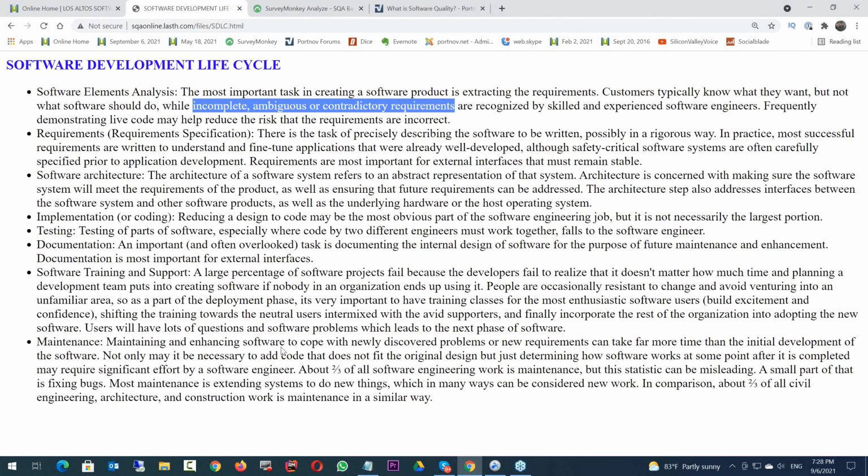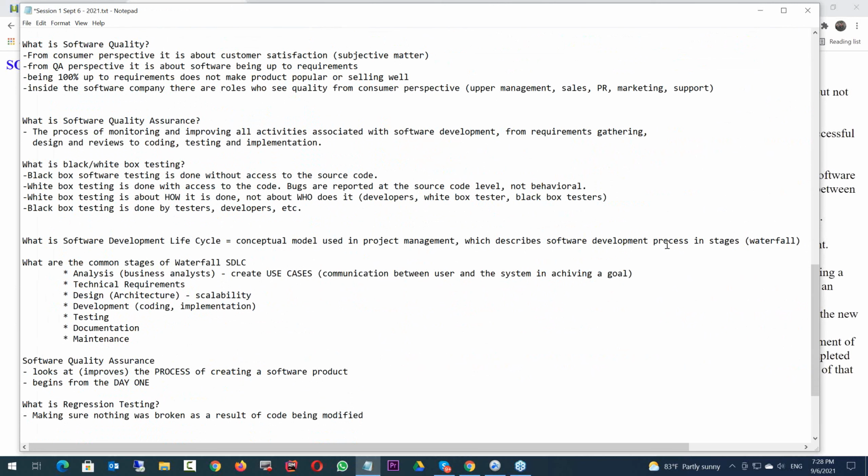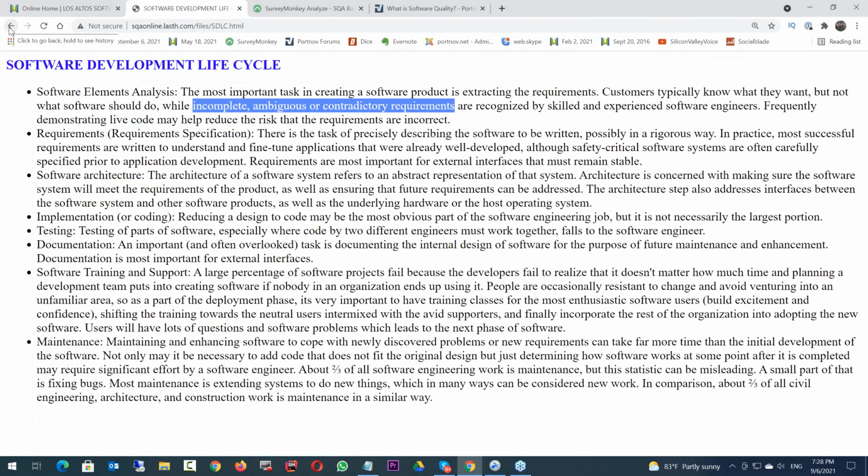Let me copy it just in case, because I don't remember what's in your file. Software development lifecycle. Just as a reminder: incomplete, ambiguous, or contradictory requirement. That is what we are looking for when it comes to requirements. So traditionally, file save. Traditionally, there used to be a couple of stages.